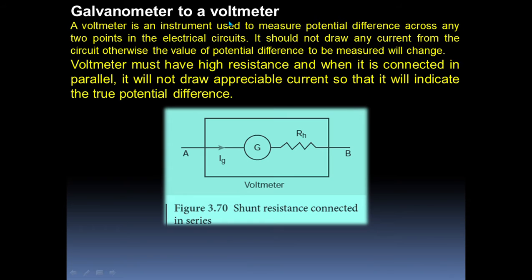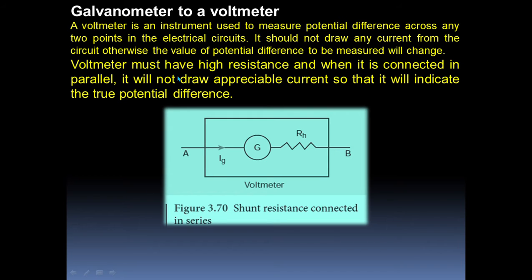So, what are the uses of a voltmeter? What is the purpose of using the voltmeter in an electrical circuit? A voltmeter is an instrument used to measure potential difference across any 2 points in the electrical circuits. So, it should not draw any current from the circuit. Otherwise, the value of the potential difference to be measured will change. Voltmeter must have high resistance.